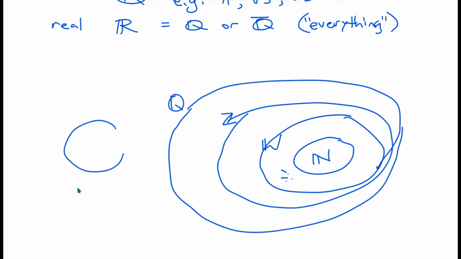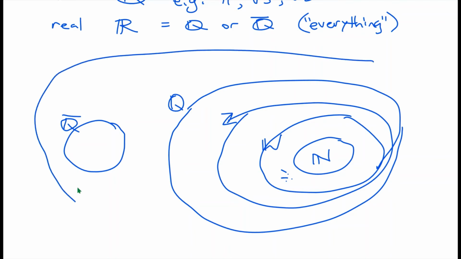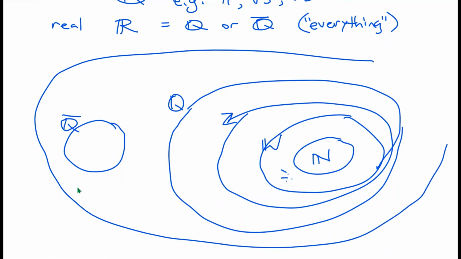And here we have a set of irrational, so numbers that cannot be written as a fraction of integers. And so that set and the set of rationals will never intersect. There's nothing that can be written as a fraction of integers and can't be written as one, so they don't intersect. But everything is included in the set of real numbers.